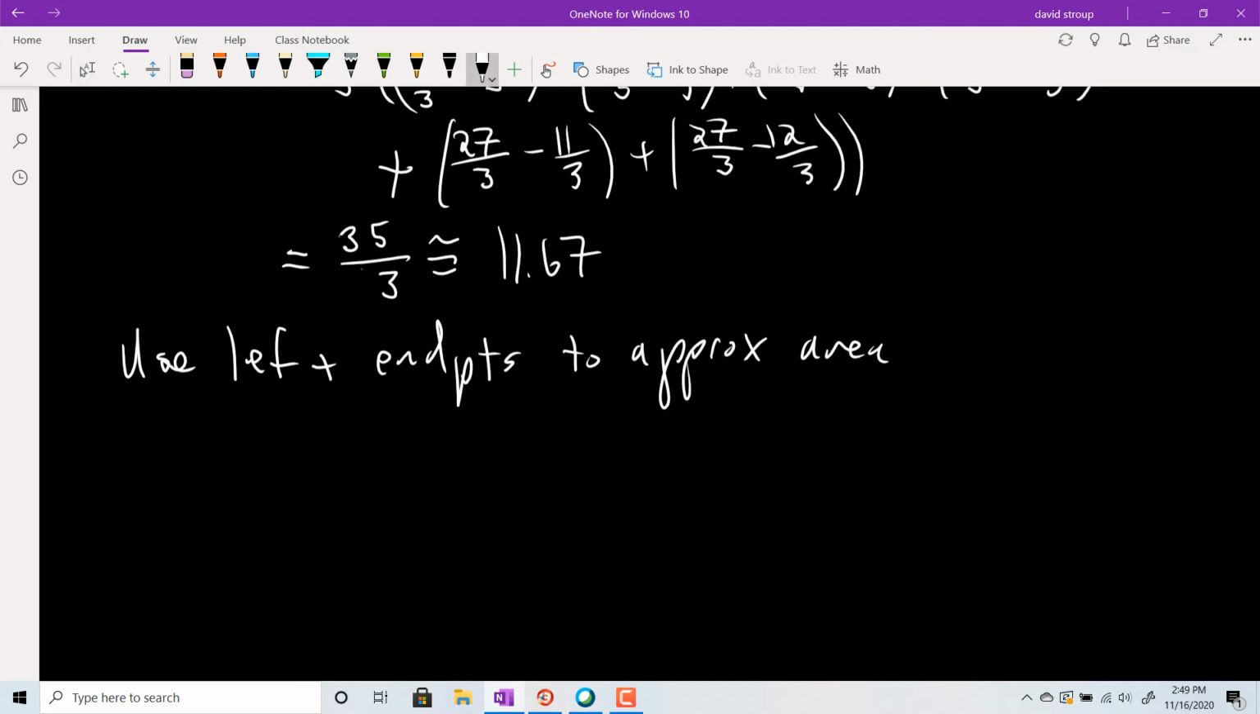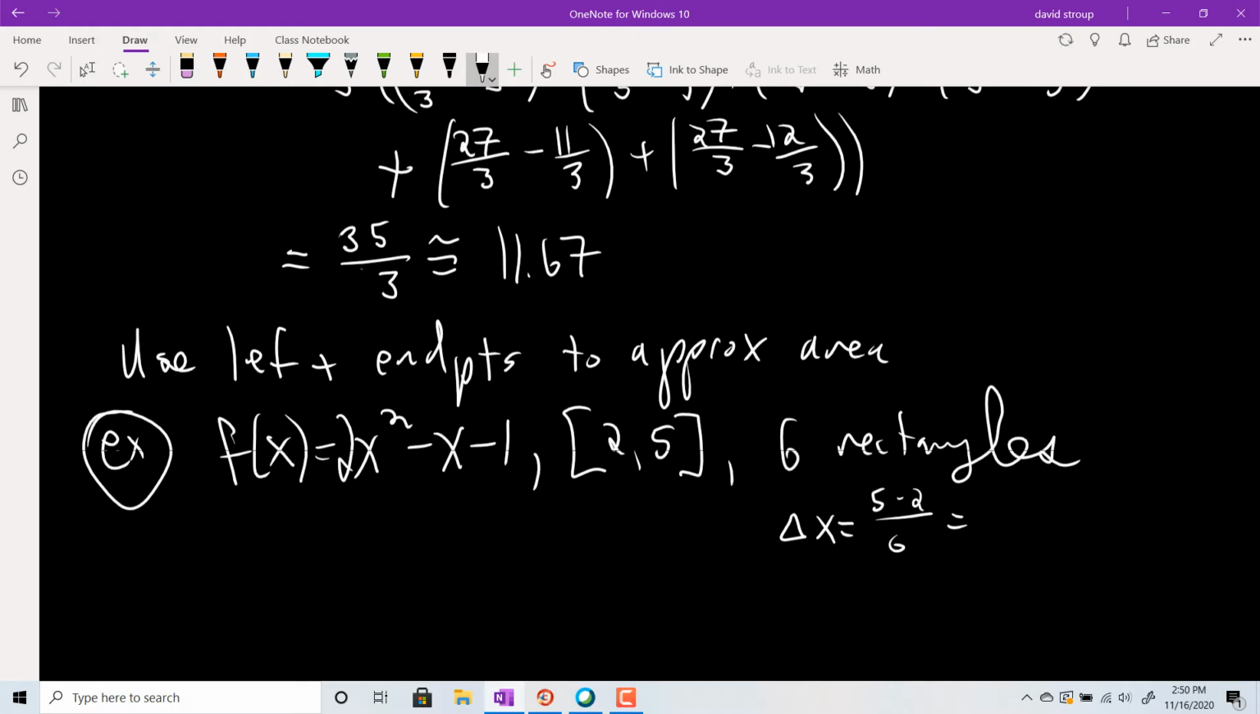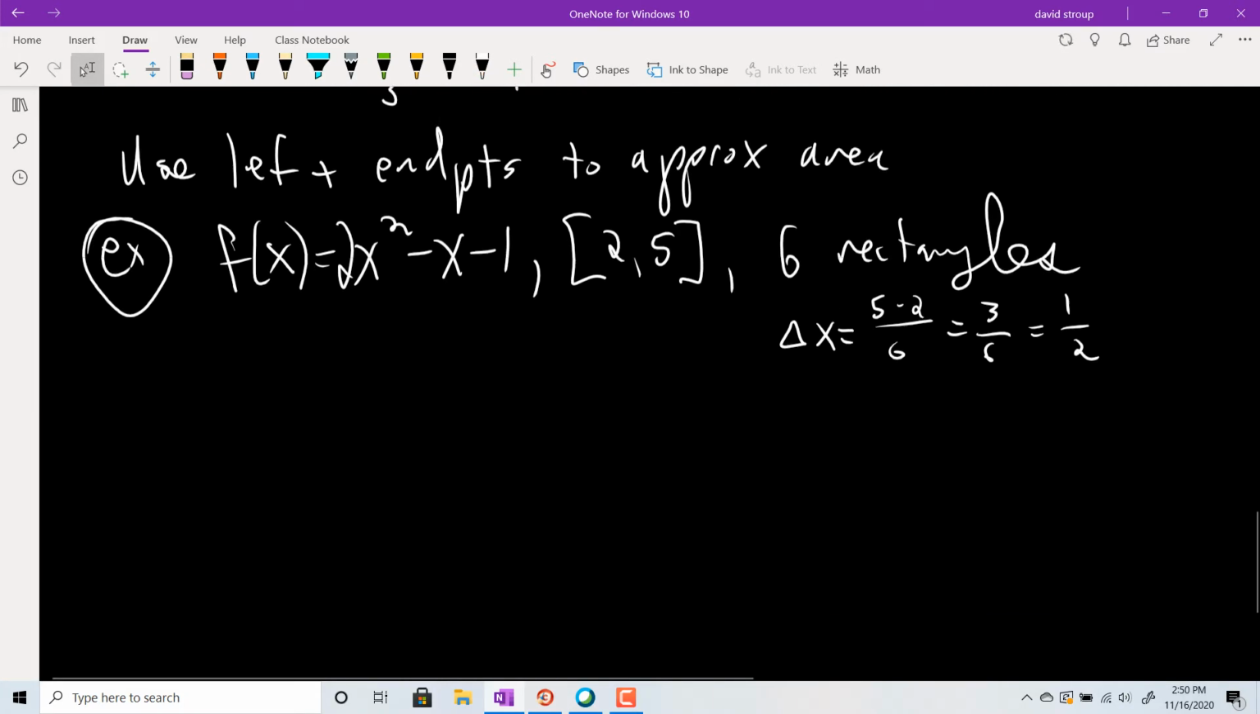And let's look at this example. This example is a little more complicated, right? Don't want to make it too easy. So f of x is 2x squared minus x minus 1 on the interval from 2 to 5, and we want 6 rectangles. Okay. So our change in x, get that first. 5 minus 2 all over 6, which is 3 over 6, which is 1/2. The last time it was 2 over 6 for 1/3.